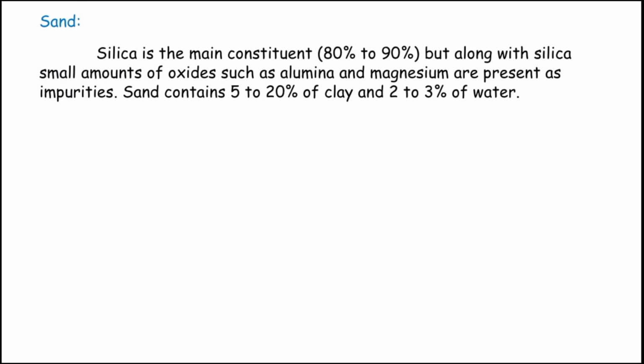Sand. Silica is the main constituent. It is contained at 80 to 90% in the sand, but along with silica, a small amount of oxides such as alumina and magnesium are present as impurities. Sand contains 5 to 20% of clay and 2 to 3% of water to get maximum bonding.